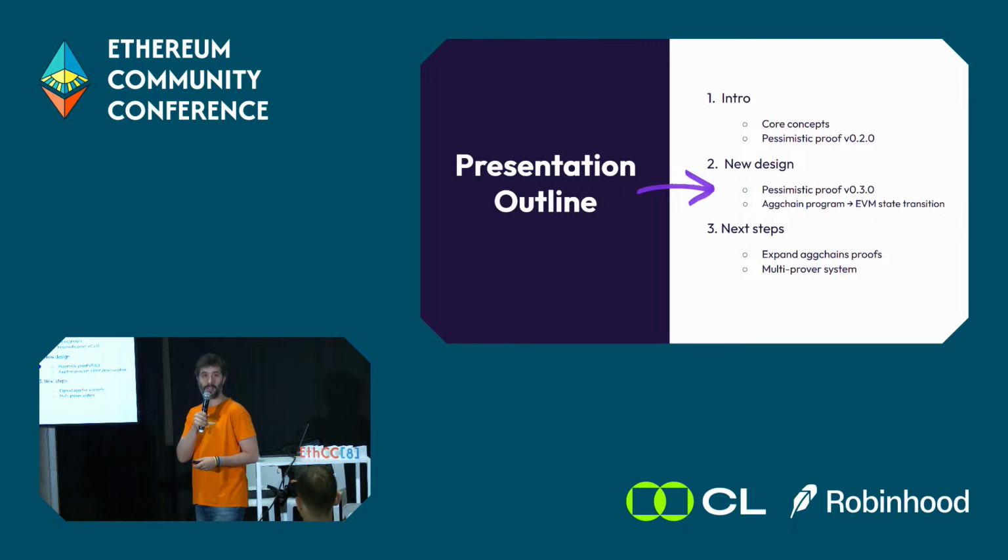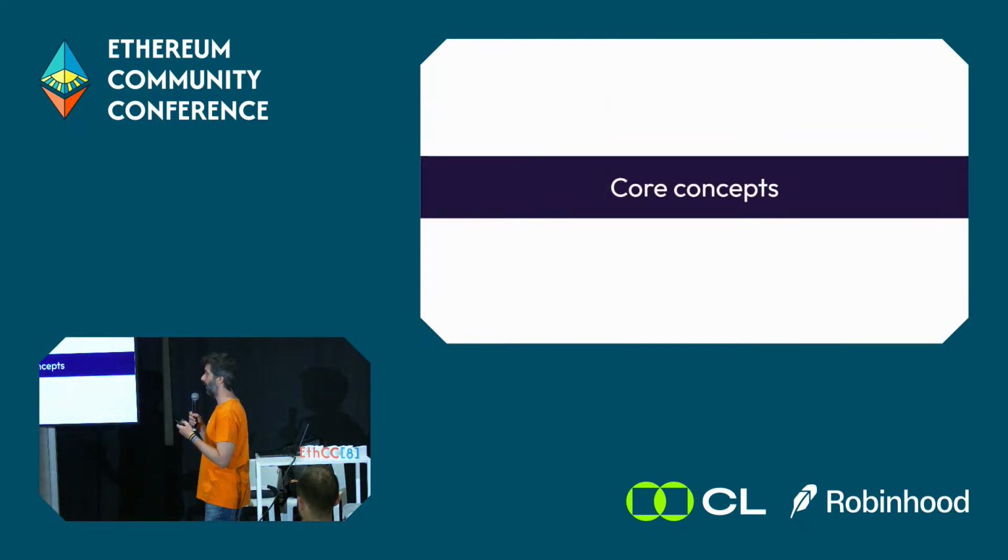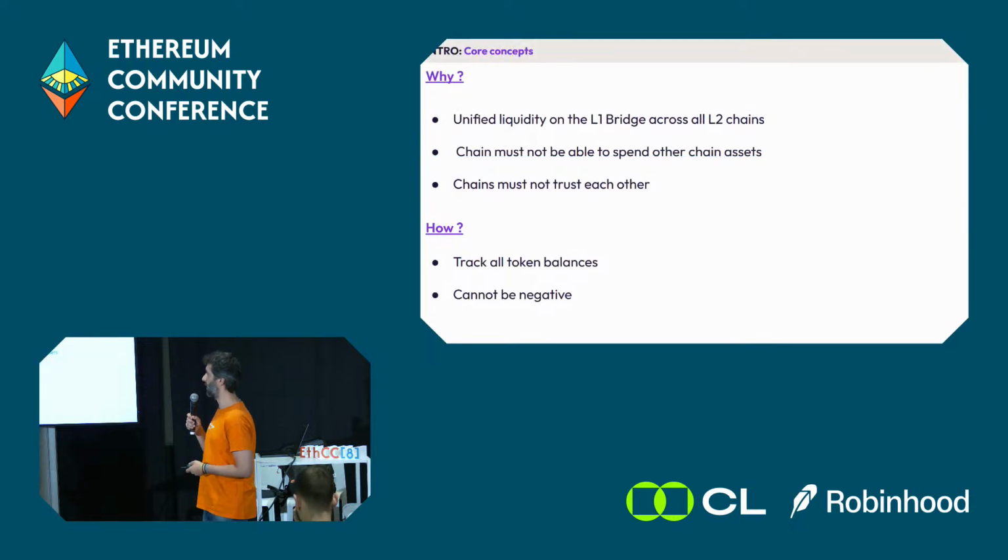Most probably I will not have time to read those slides, but they are just 2 slides. Basically, the next steps are some improvement features that we want to add into the pessimistic proof in order to improve it. So first of all, some introduction, some key components, core concepts on the pessimistic proof.